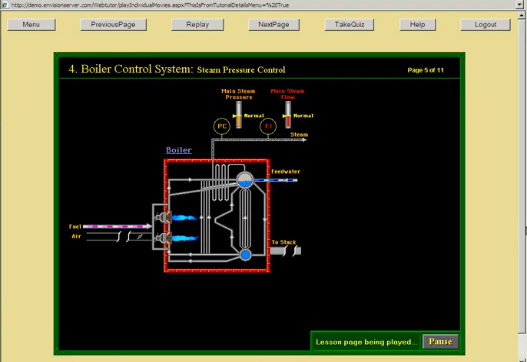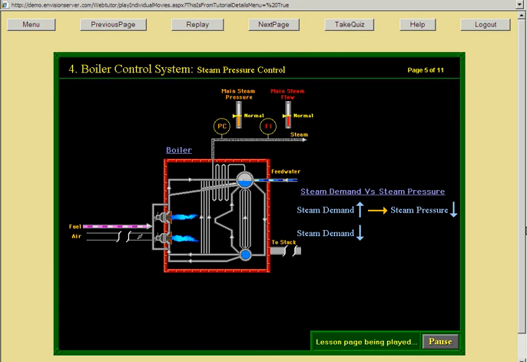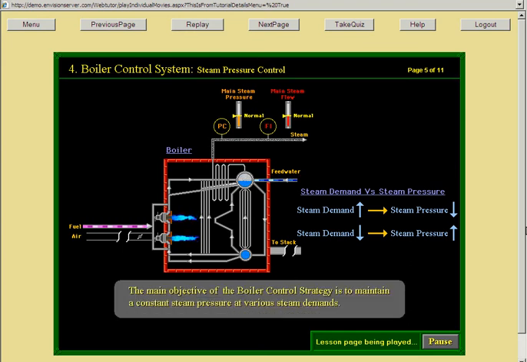Steam pressure control. The steam pressure is subjected to continuous changes due to continuous variations in the boiler load. As the steam demand increases, the steam pressure decreases. And when the steam demand decreases, the steam pressure increases. Hence, the main objective of the boiler control strategy is to maintain the steam pressure at various steam demands.